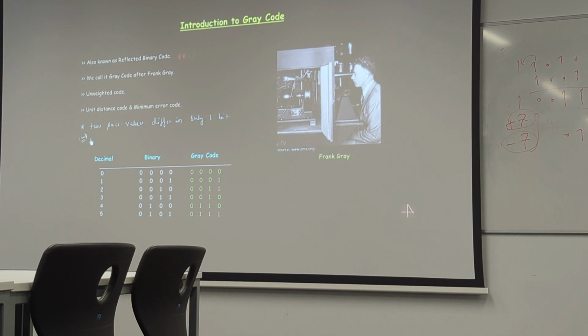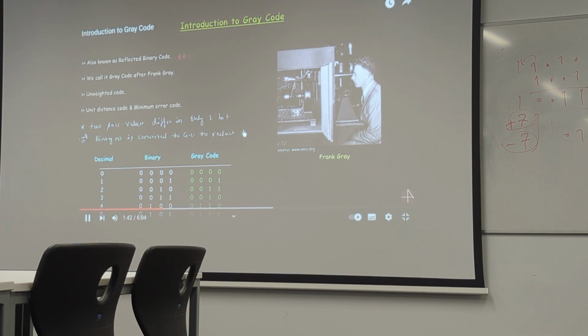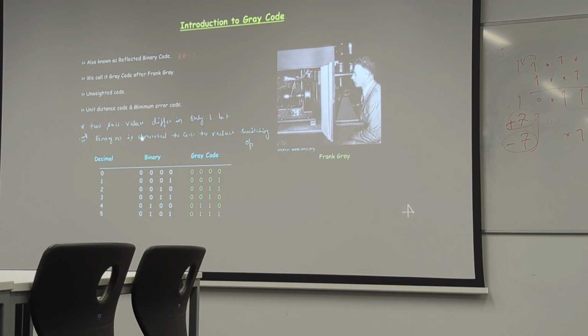We'll write this point down. Binary number is converted to gray code to reduce switching operation. So these are the two important points. The first one is the successive values differ in only one bit in case of gray code, and binary number is converted to gray code to reduce switching operation.